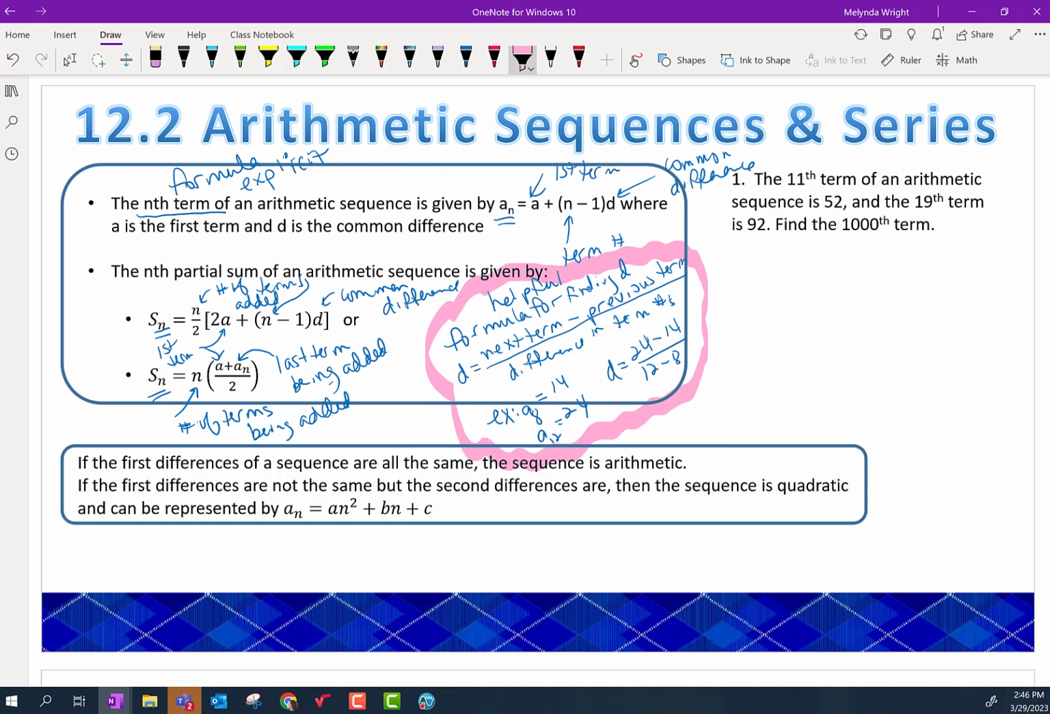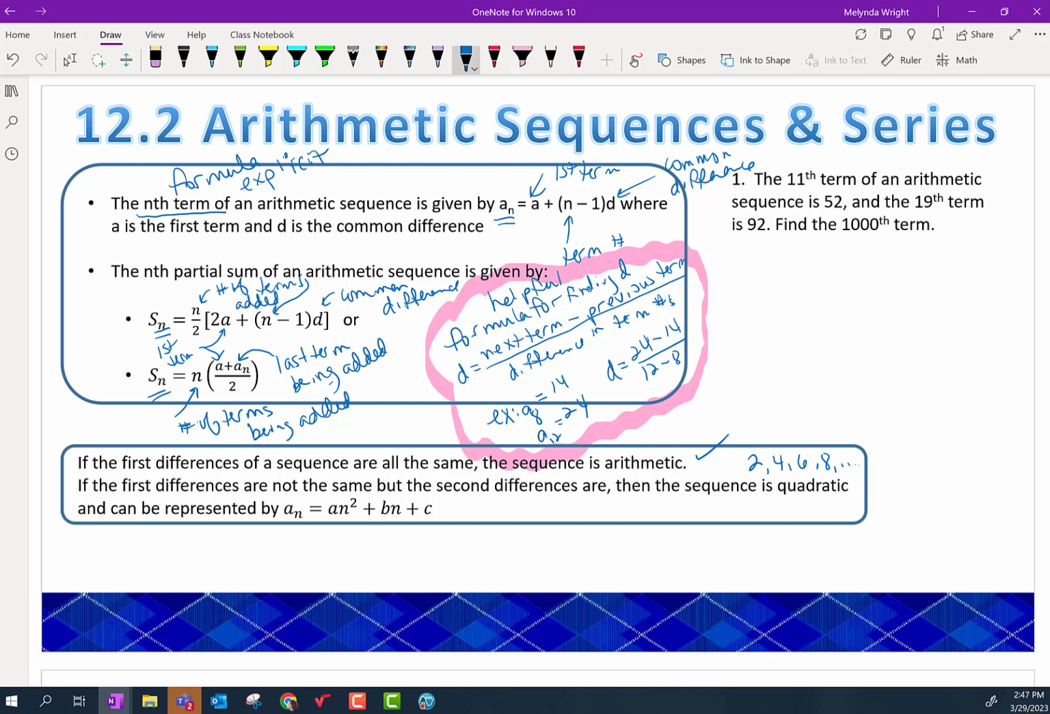The last thing that I want to talk about is first differences. If the first differences are the same, the sequence is arithmetic. That's what we're talking about, right? Let's just do an example. So we've got 2, 4, 6, 8, and so forth. If I take the difference between 4 and 2, and the difference between 6 and 4, and the difference between 8 and 6, it's all 2. That means this is arithmetic. The first differences are all the same.